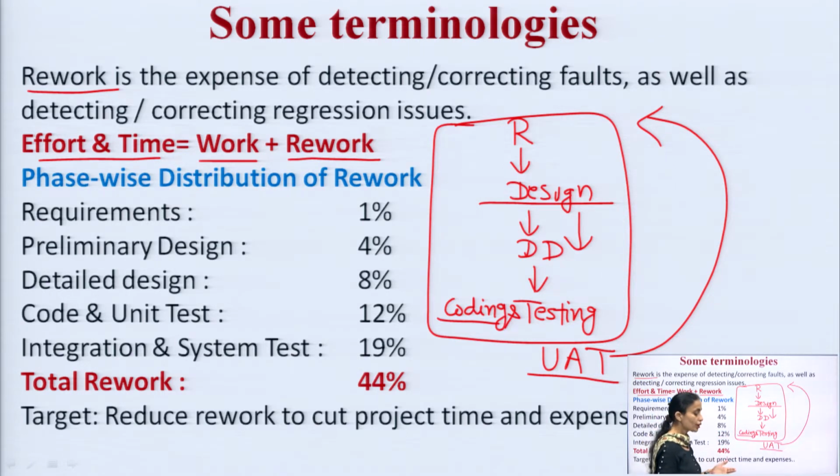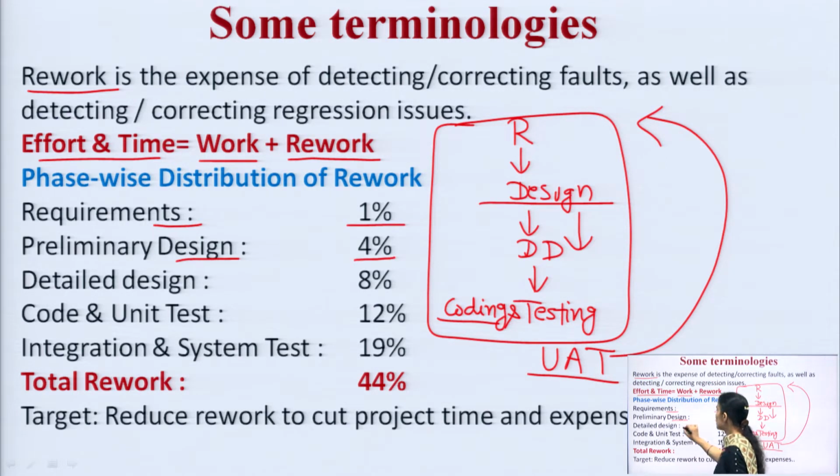So, the amount of rework during all the stages has been captured. At the requirement stage, it is shown as 1%, during the preliminary design it is 4%, detailed design says the rework will go to 8%, and coding and unit testing will increase by 12%, and integration and system testing the effort will be increased by 19%. So, the total rework comes out to be 44%.